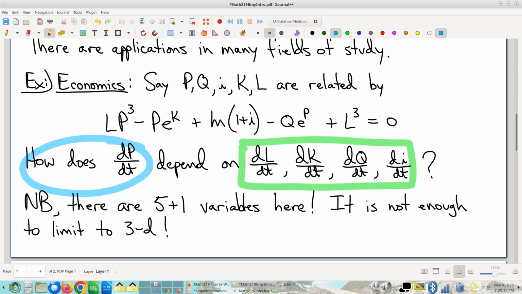Well, single variable calculus is no good at this. Right? So this is going to be another question that multivariable calculus is going to help us address.